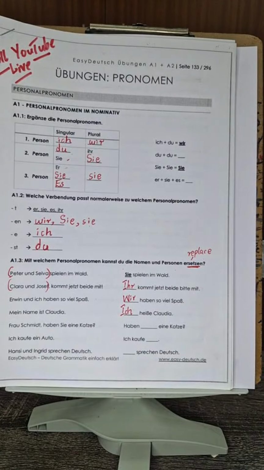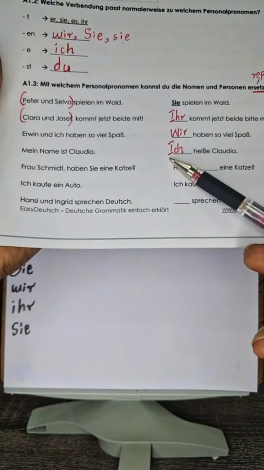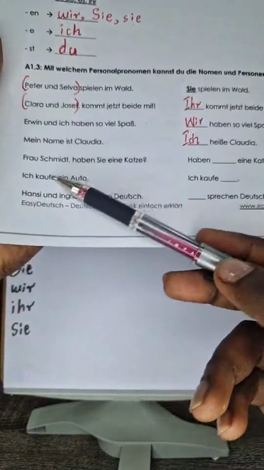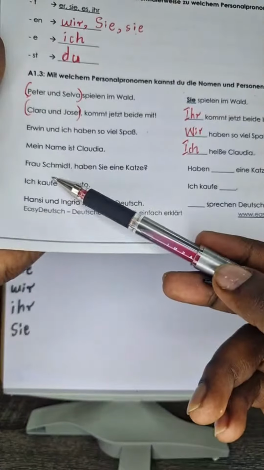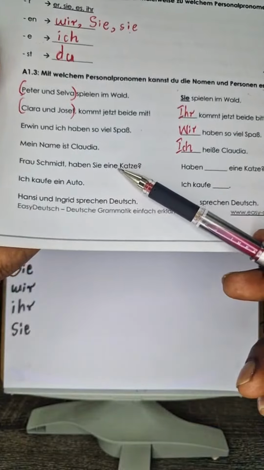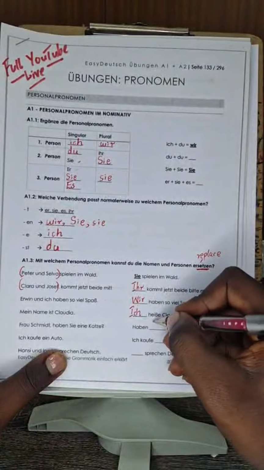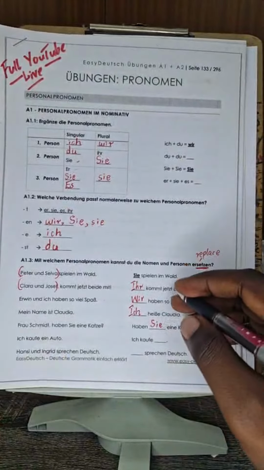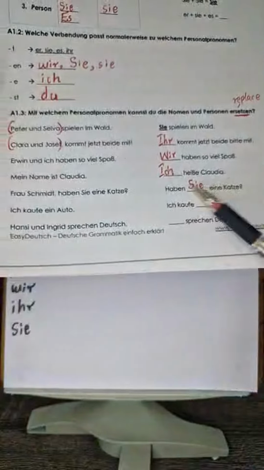For those who are just tuning in, what we're doing is replacing the subjects with personal pronouns, right? How about this one? Frau Schmidt, haben Sie eine Katze? Frau Schmidt, Mrs. Schmidt, haben Sie eine Katze? Do you have a cat? Yes, somebody has given the answer. Danu says Sie. Haben Sie. Danu has scored this. You said haben Sie, capital S-I-E, right? Have you or do you have? So, Frau Schmidt, haben Sie eine Katze? That is correct.